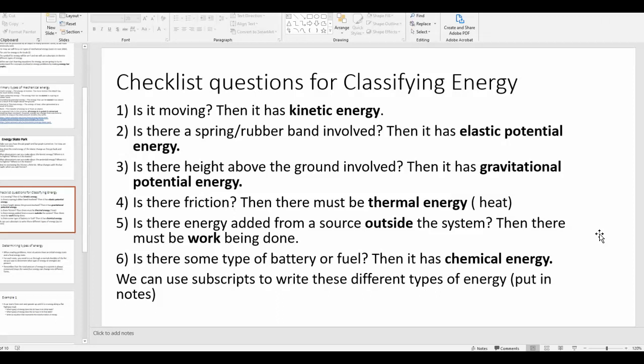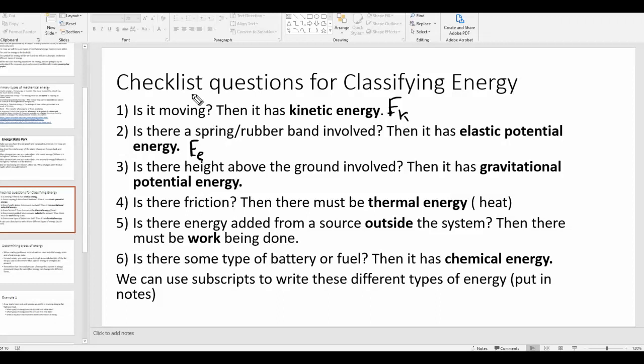Okay, so is the object moving? Okay, so if it's moving, it has kinetic energy automatically. If it's not moving, it doesn't have kinetic energy. And remember, for kinetic energy, we write EK. Number two, is there a spring or a rubber band involved, something stretchy? If so, then it has elastic potential energy. So remember, potential energy is stored energy, and elastic is something stored in like a spring or rubber band.